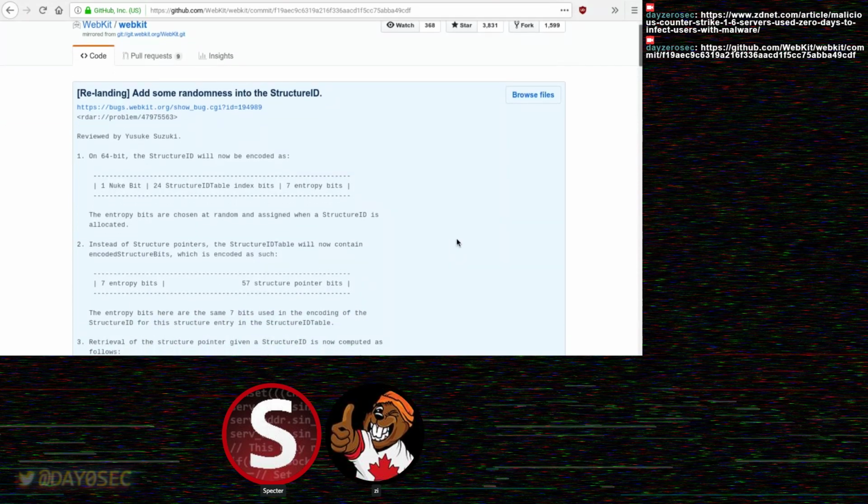I thought this would be interesting to talk about because it is a new mitigation, and to understand what this mitigation does, I'll talk a little bit about how WebKit exploitation works. I haven't done any WebKit exploits, so what even is a structure ID? How is that used in the normal exploit chain?